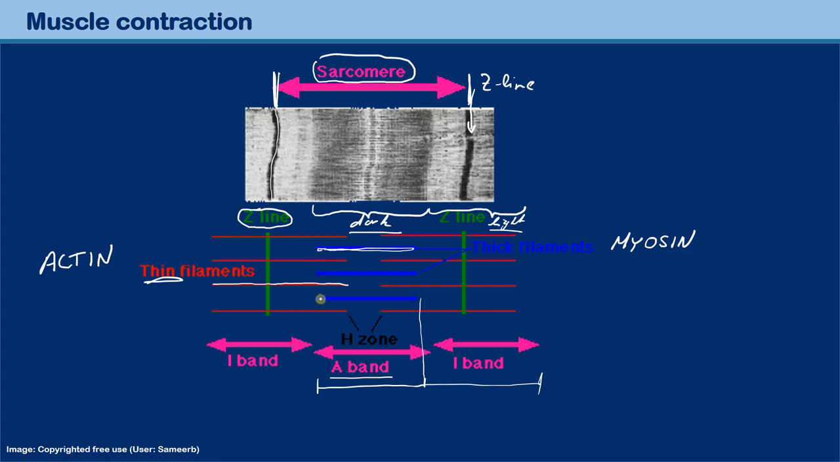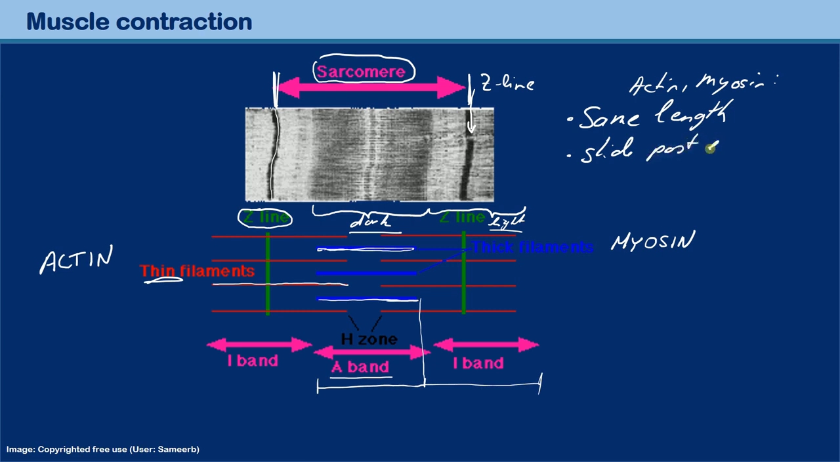How can it contract? They can contract because the actin and myosin slide past each other. So the filaments stay the same length. The filaments, actin and myosin, stay the same length during muscle contraction, but what they do is they slide past each other. This is how it is contracted, by sliding past.